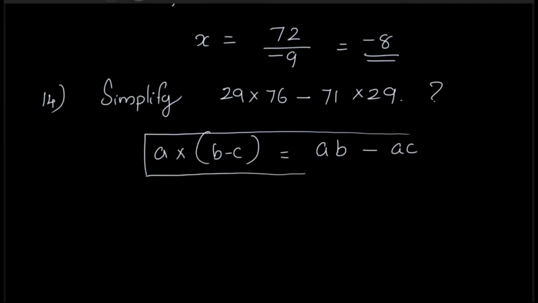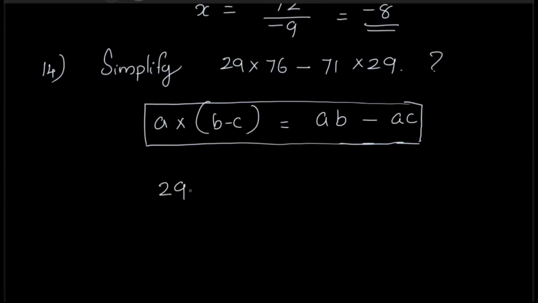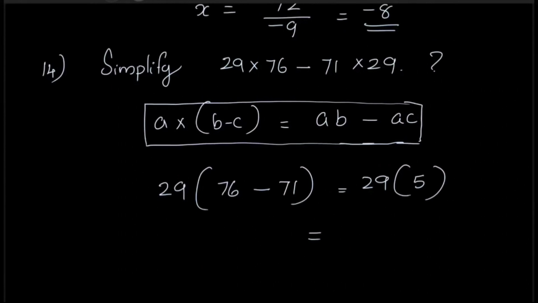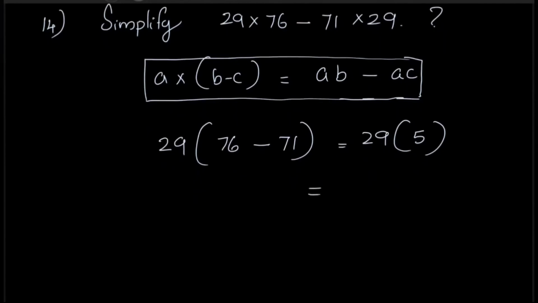By applying this distributive property, we can rewrite our question as taking 29 outside, and then 29 is multiplied with 76. So 76 alone is written here. Then put this negative sign. Then here it is 71 into 29. 29 is already taken out, so just write 71. So it is equal to 29 into 76 minus 71 equal to 5. This is the easiest way of multiplication of big numbers. So for multiplying big numbers, just apply this distributive property and simply calculate the answer.